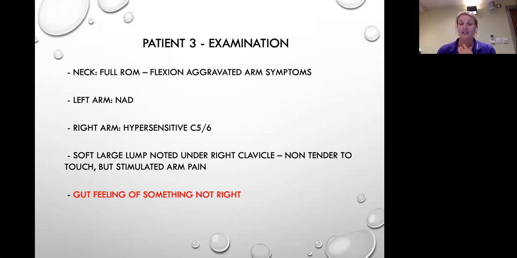Looking at the neck itself, flexion would aggravate his arm symptoms. The left arm was totally fine. He had altered sensation within the right arm, and then actually palpating this lump recreated the arm pain that he was getting. So again, I got that feeling that this isn't just a simple nerve entrapment within the neck. Something else is going on here.